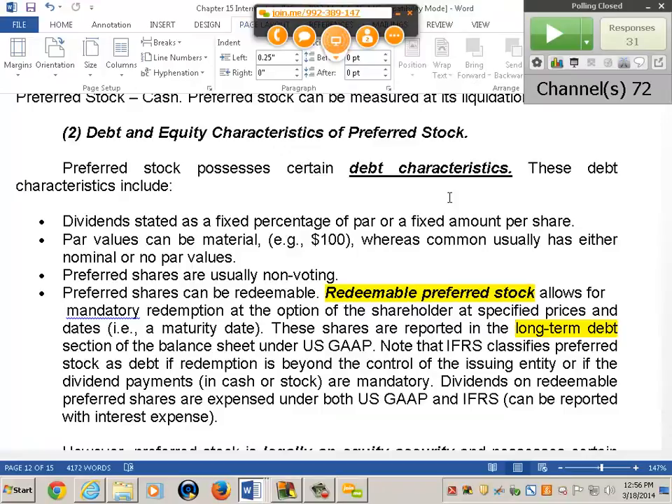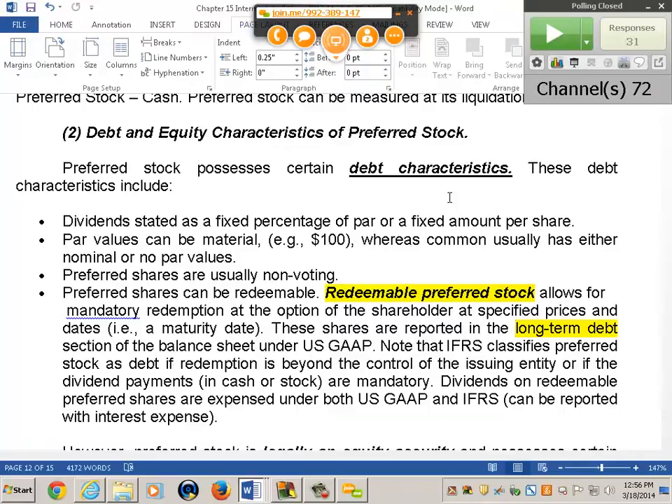Now, IFRS has been doing this for a long time, and what makes US GAAP difficult is the fact that we have rules for every specific type of security, every type of transaction. IFRS is much broader. All they say here is anytime a payment is outside of the control of the issuing corporation, it's debt. Simple as that.